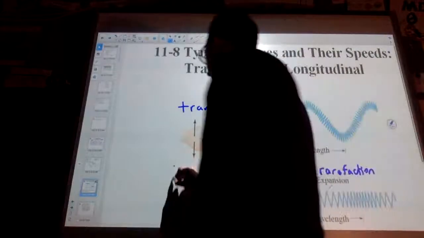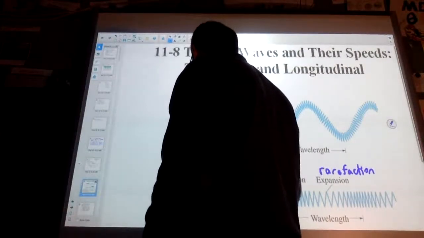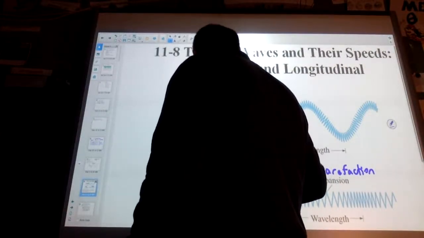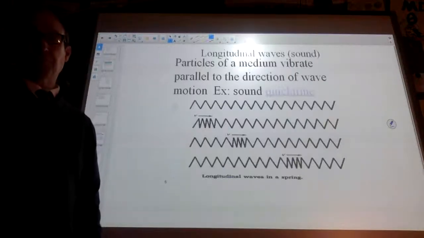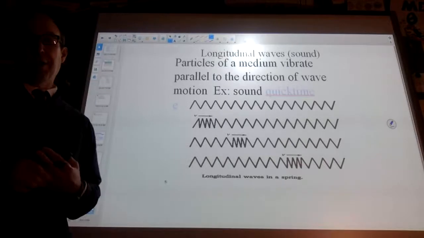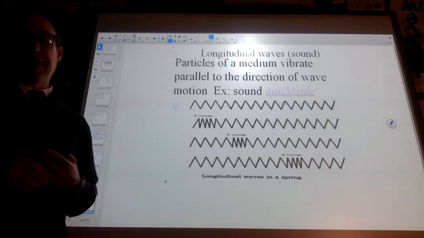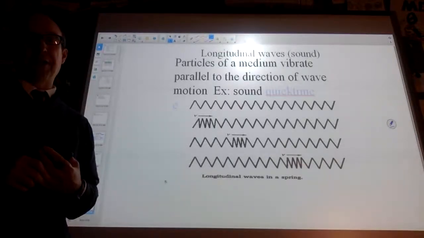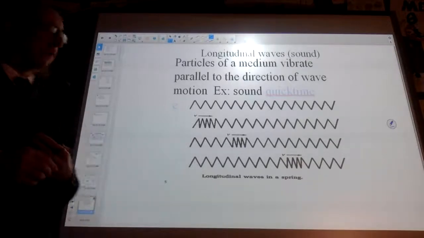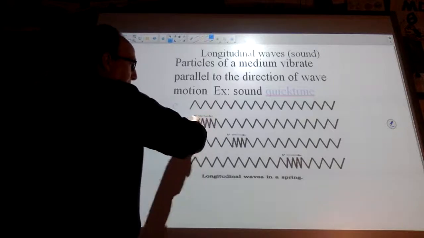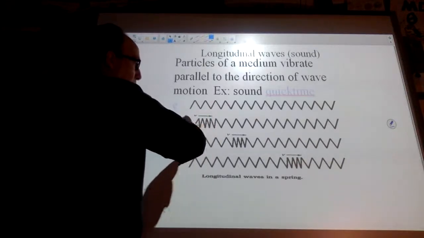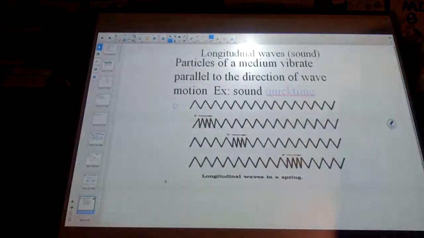Sound is going to be this type of wave, which sound will be our next chapter. So here we look at a longitudinal wave, and I'll show this as a demonstration to you guys in class as well, but I can cause a disturbance where I bunch the spring together and it will move in the same direction and go on down.